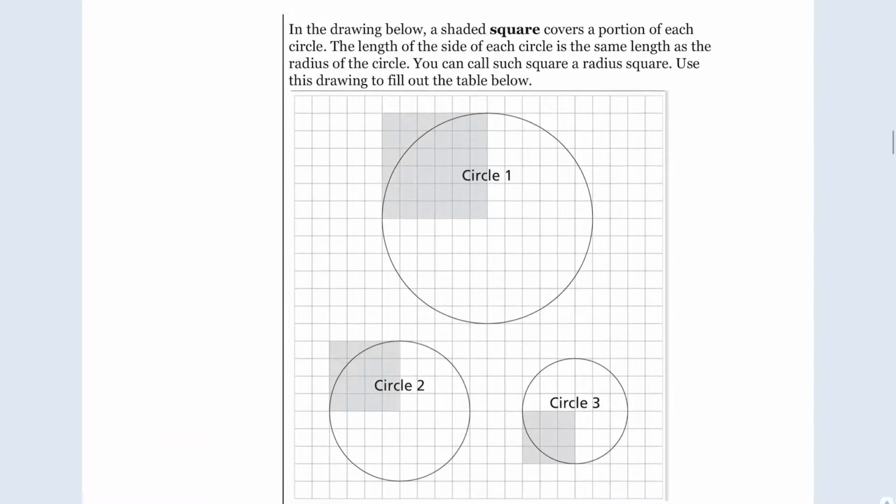So if we take a look, it says in the drawing below, a shaded square covers a portion of each circle. The length of the side of each circle is the same length as the radius of the circle. So you said at the beginning of the sentence, you guys, the length of the side of each circle, that should be a square. The length of each side of each square is the same length as the radius of the circle.